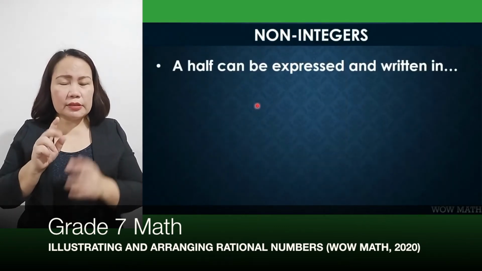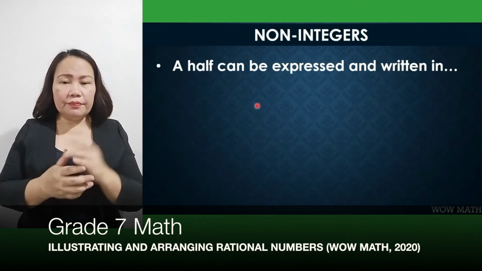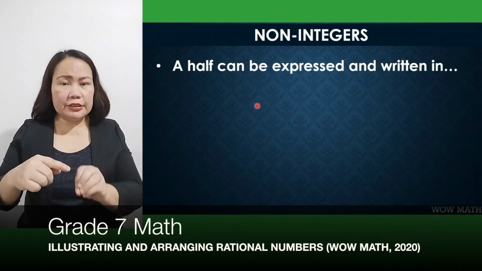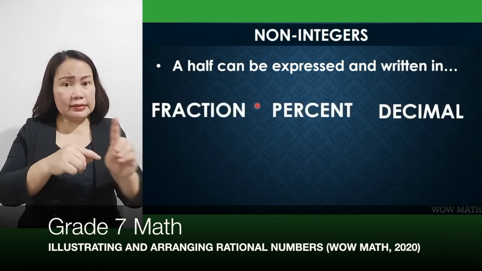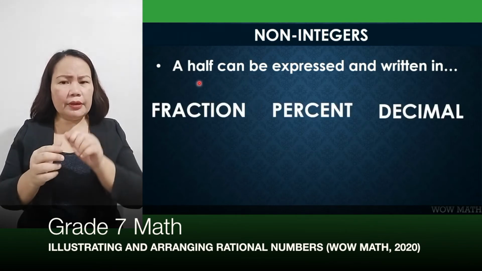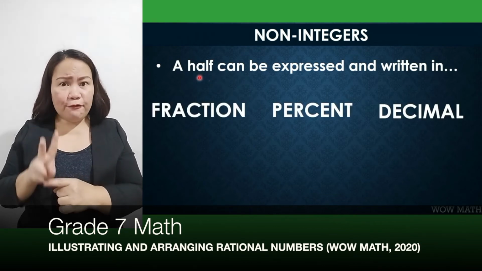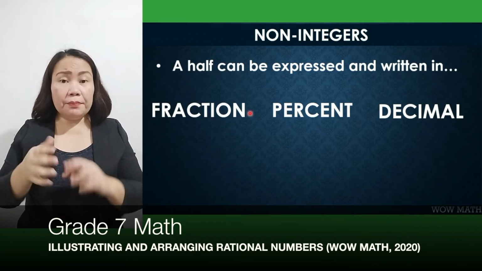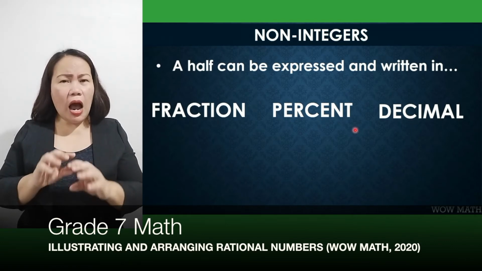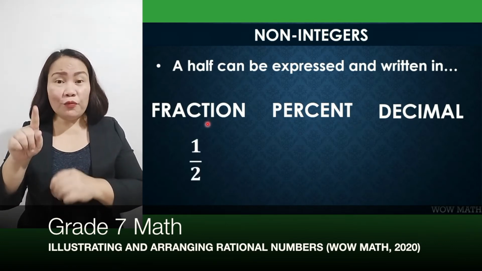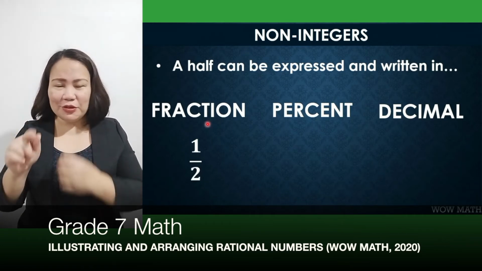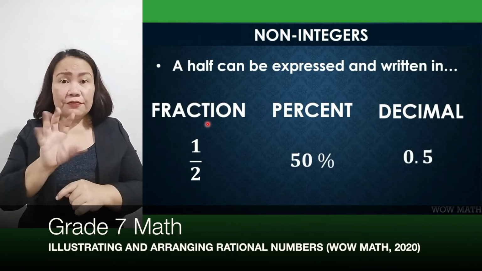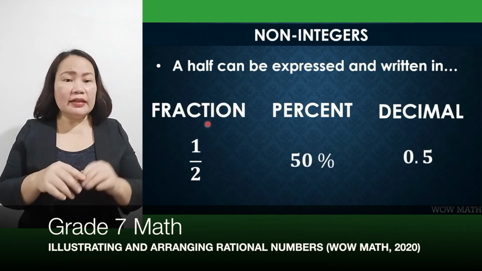Alright. So, what is the relationship of these 3? So, under non-integers, we have fraction, percent, and decimals. So, etong tatlo na to, how are you going to express a half? Paano natin i-express yung half sa fraction, percent, and decimal. Alright, so for a fraction, we can have it 1/2. For percent, that is 50%, and for decimal, that is 0.5 or 0.50.